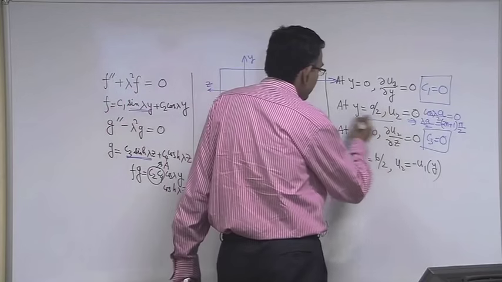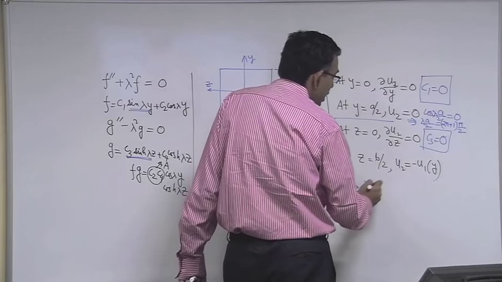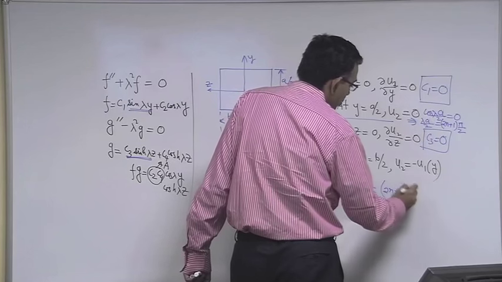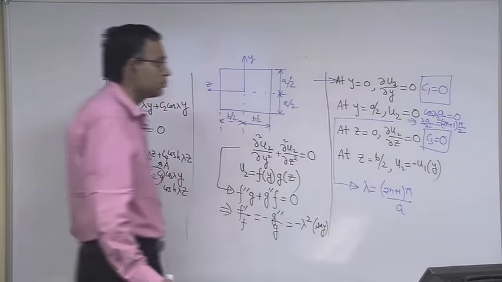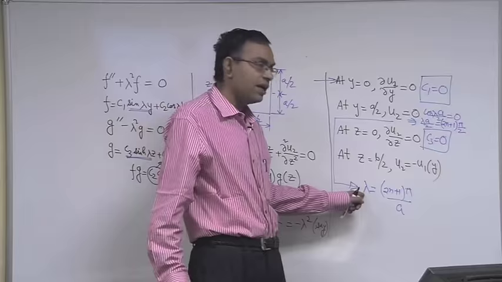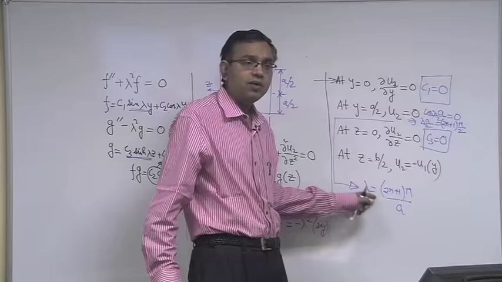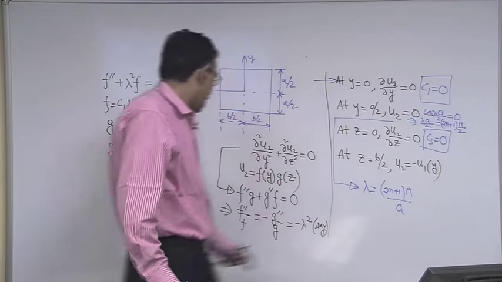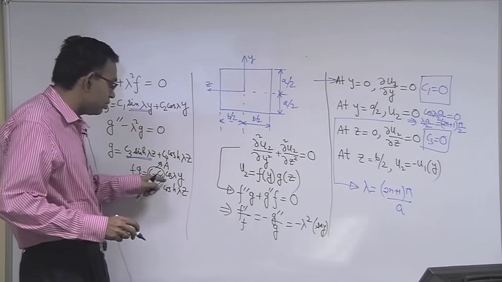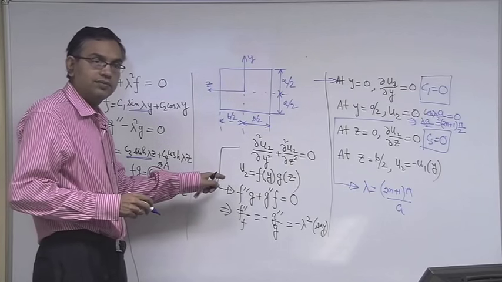So, let us write it in a bit of a more elaborate way here. So, you will get lambda is equal to 2n plus 1 into pi by a, right. So, how many possible values of n, lambda are there? If you have infinite number of possible values of n, then for each value of n there will be a value of lambda. And see, because it is a linear differential equation, for each value of lambda, if this is the solution, then the general solution is the summation of the solution for all possible values of lambda, right.